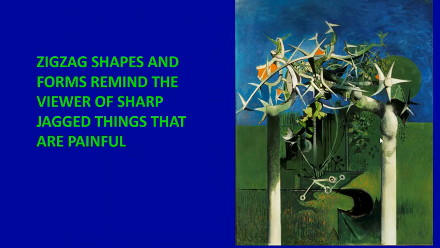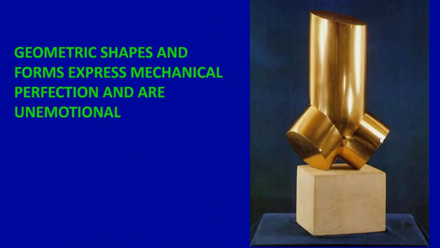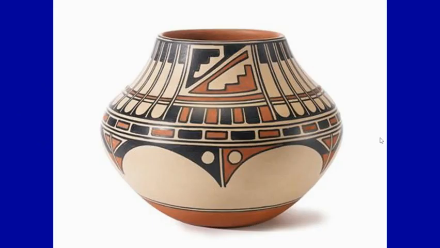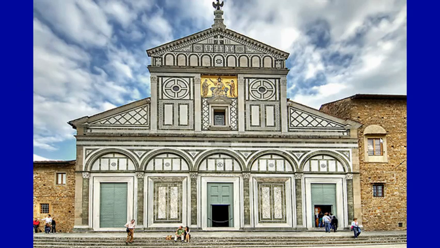And then zigzag shapes and forms remind the viewer of sharp, jagged things that are painful. And geometric shapes and forms express mechanical perfection and are unemotional. So the sharp, jagged lines that are on this form, like I said before, create a nice contrast between the sharp, jagged shapes and the pleasing form of the overall vase.